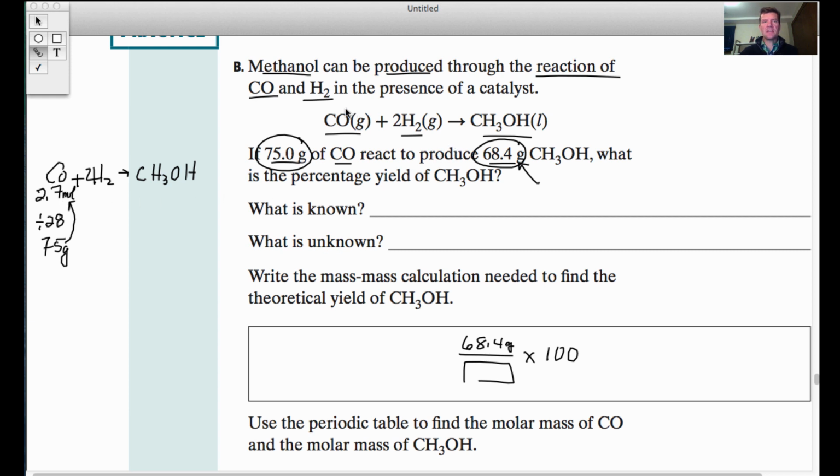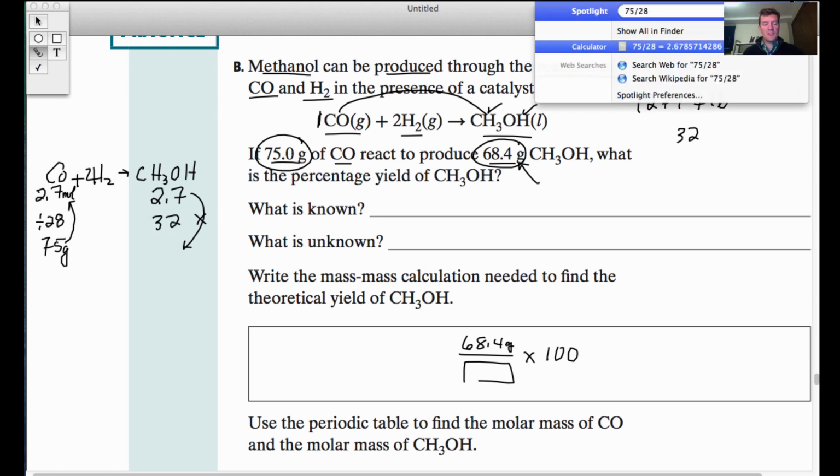Now I look at the ratio between the CO that I have and what I want to produce. It's a 1-to-1. So if this is 2.7, this is 2.7 as well. Now I go down here and multiply by its molar mass. What's the molar mass of this? Carbon is 12. I've got 4 hydrogens, that's another 4, and an oxygen is another 16. So that's 32. I multiply 2.7 by 32.